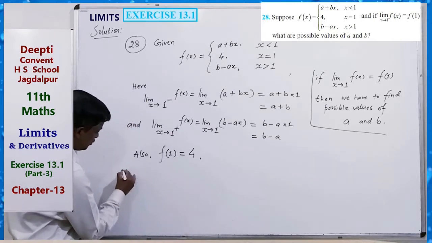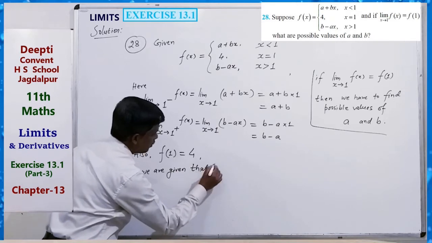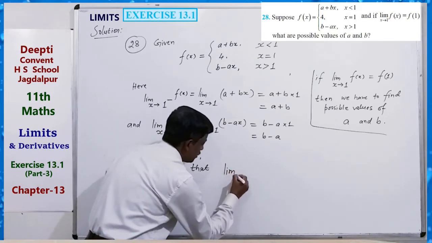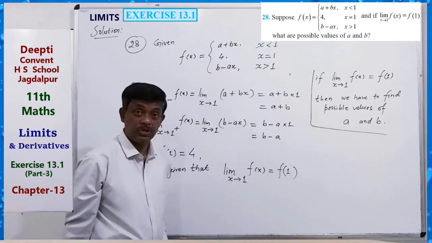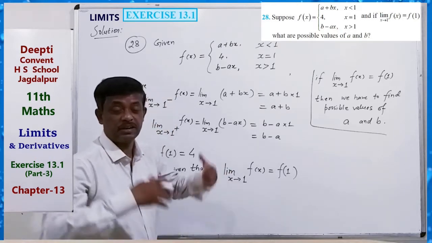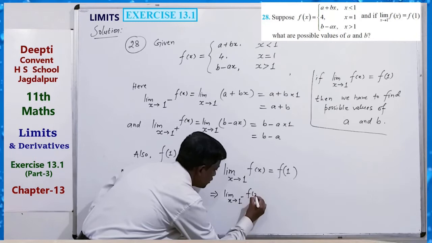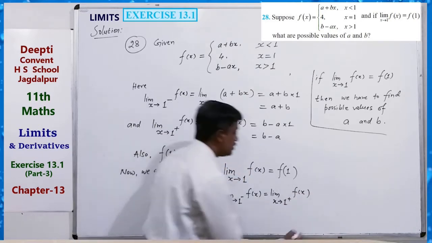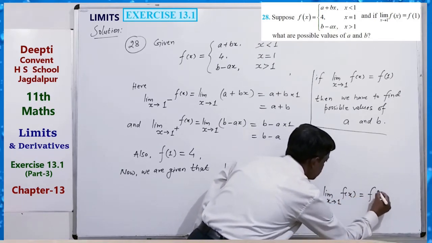Now, we are given the condition that limit as x tending to 1 of f(x) equals f(1). Since the limit exists, that means the left hand limit and right hand limit both are equal. This implies x tending to 1 left hand limit and x tending to 1 right hand limit both are equal and equal to limit x tending to 1 f(x), which equals f(1).